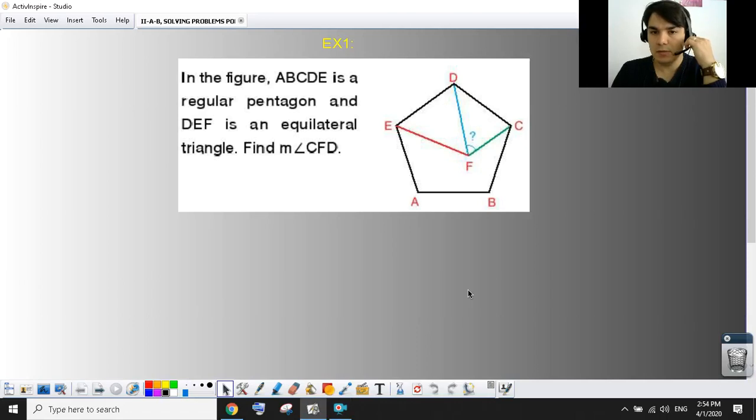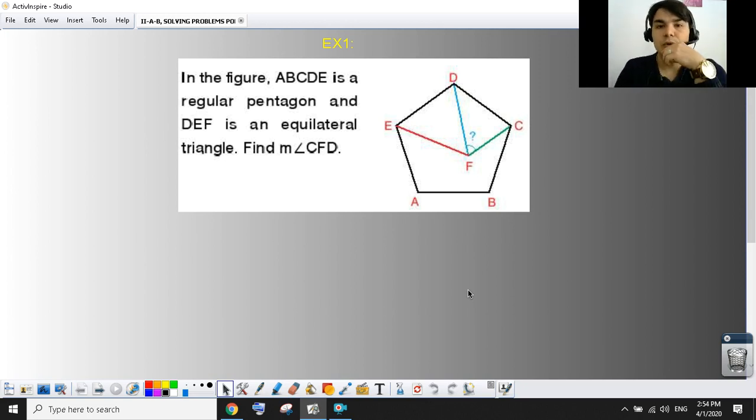Okay, hello everybody. Welcome to the lesson. Today I'm going to talk about solving problems for polygons. So in today's lesson, more attention will be on solving problems rather than lecture. Okay, so let's get started.